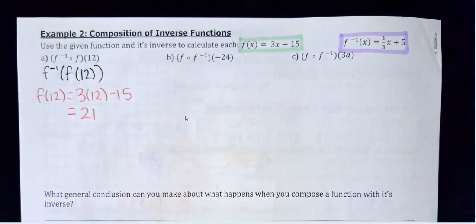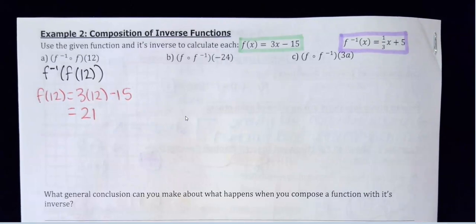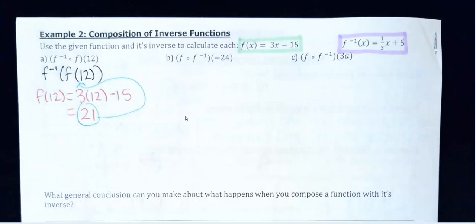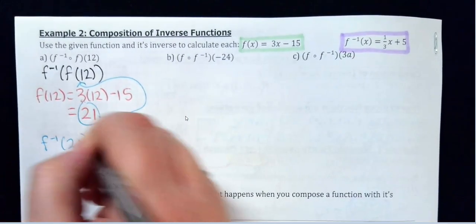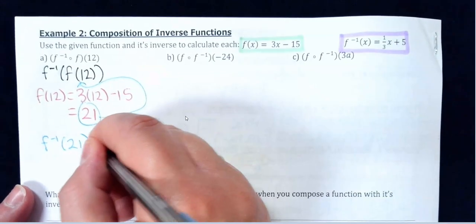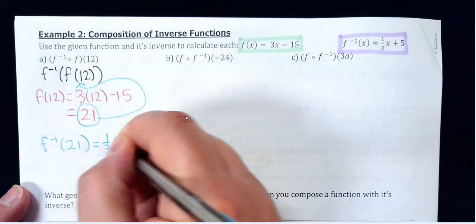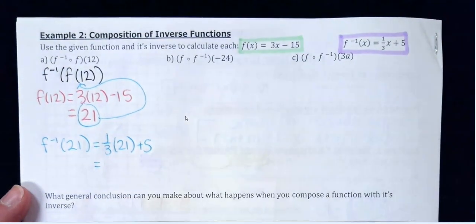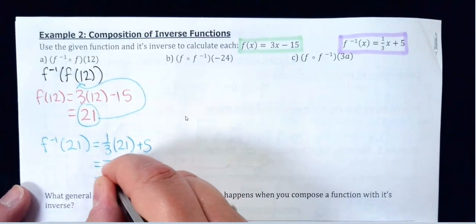Okay, when you work with composition, it tends to be 2 problems in one. So once I get that, I'm going to replace f of 12 with what it was equal to. So it's 21. So then we're going to do f inverse of 21. f inverse is this other equation they gave us over here, 1/3 x plus 5. So everywhere I see an x, we're just going to replace it with a 21. And so 1/3 of 21 is just like 21 divided by 3. So that's 7 plus 5. And this will give us our final answer, which is going to be 12.